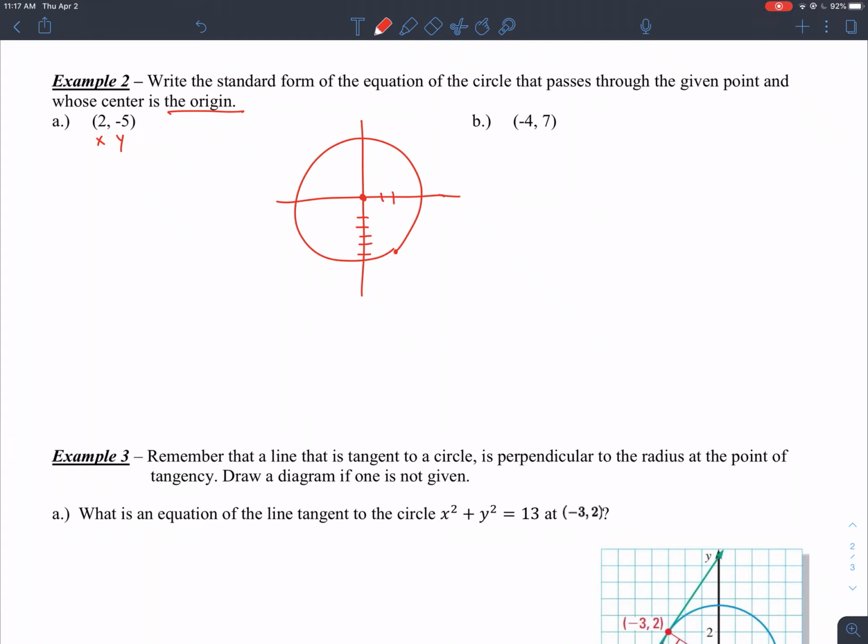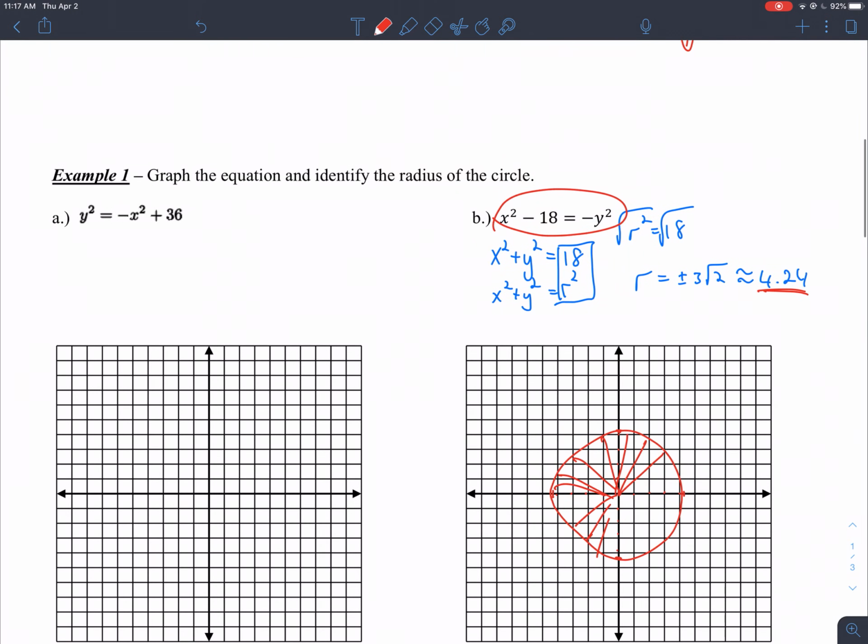Good. How do I write an equation for that? So I've got 2, -5. But we know the formula for a circle. Okay, we know the formula for a circle. And if you look up here, the equation of a circle, basically we know what the equation is as long as I know what the radius is.